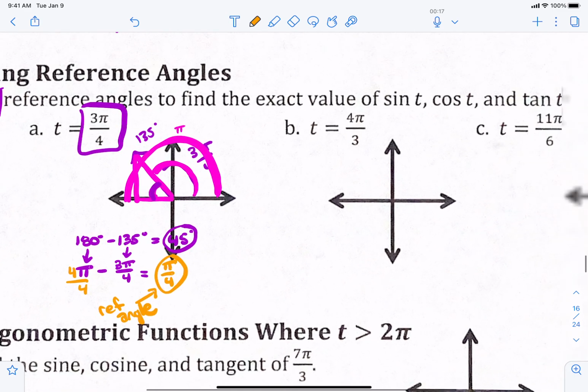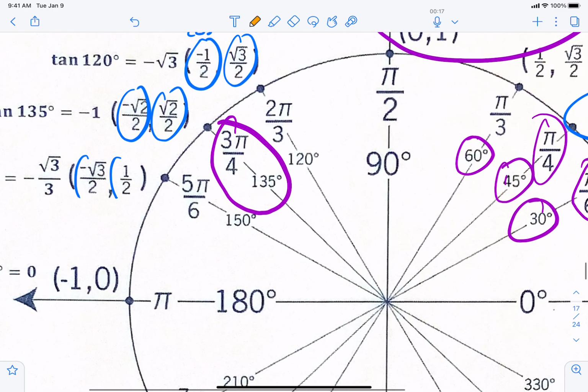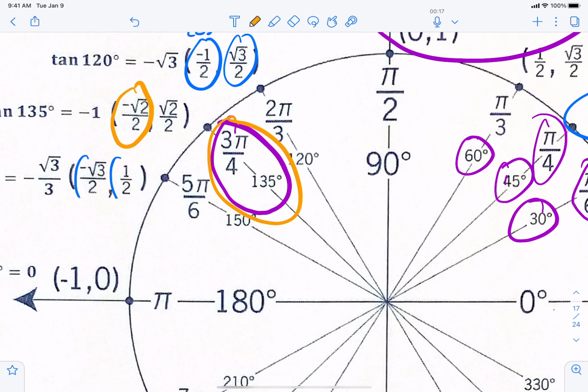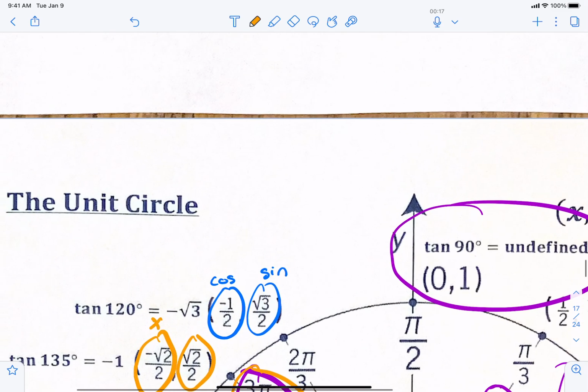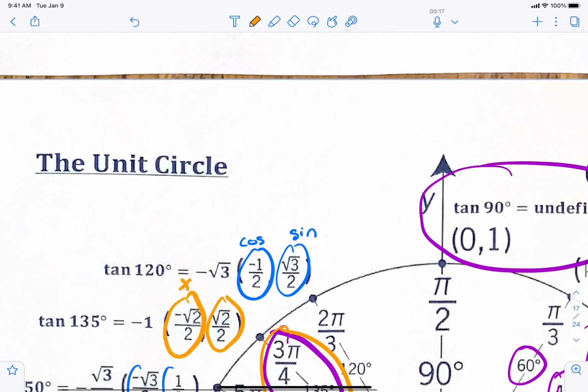Okay? Now, that's not all they ask for. They say find the sine of t, find the cosine of t, and find the tangent of t. But all you have to do is look on your unit circle. Okay? So, 3 pi over 4 lives here. And I see these two pieces right here. I have negative square root of 2 over 2 and positive square root of 2 over 2. Negative square root of 2 over 2 is the x. So that is which value? Cosine. So cosine is going to be negative square root of 2 over 2. Sine is going to be positive square root of 2 over 2. What's the tangent value at that place?